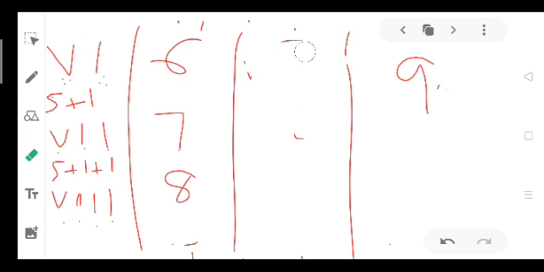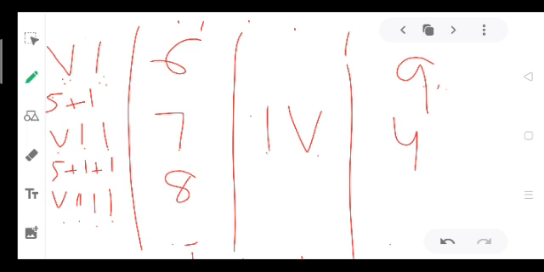So you will ask, ma'am, what do we have to do? Then I will tell you, students, the same rule which we used for 4. What did we use for 4? Firstly, the bigger Roman numeral and then its right side smaller. 5 minus 1, it becomes 4.